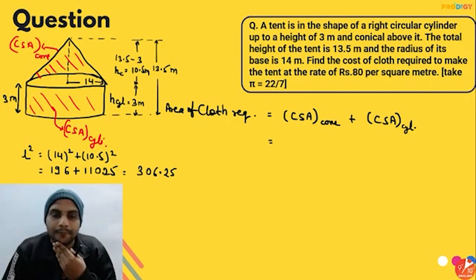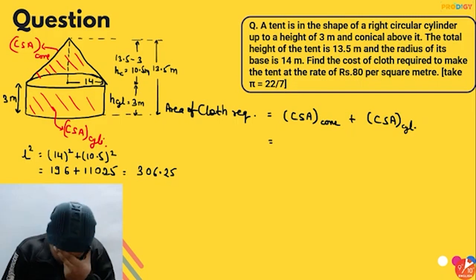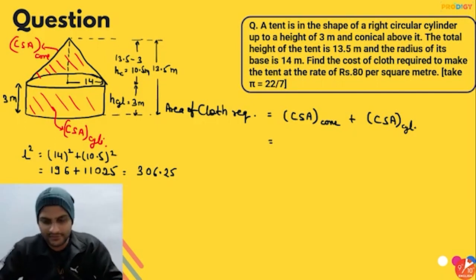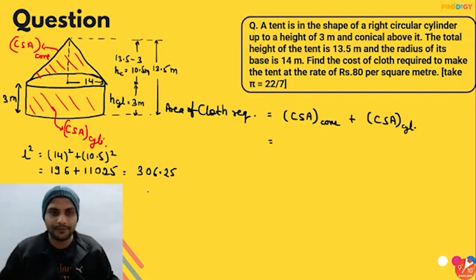306.25. If you are getting this, it will be equal to 306, right? So this is going to be equal to 0.5 will be there at the end, and I think it is going to be 17.5. Let's check for 17.5. 17.5 whole square. 17.5 into 17.5, 306.25. Right.